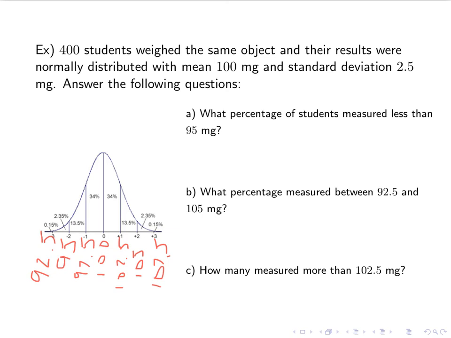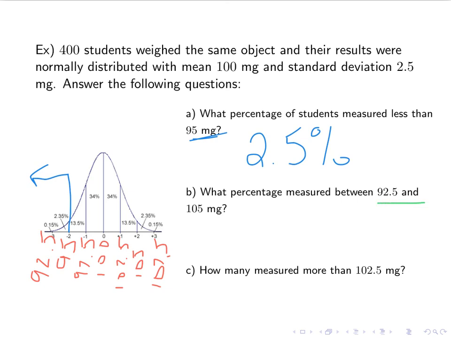Okay. So for my first question, again, I'll do it in blue. What percentage of students measured less than 95? So I go to my 95, I want less than, and if I add up those two, I should be getting 2.5%.